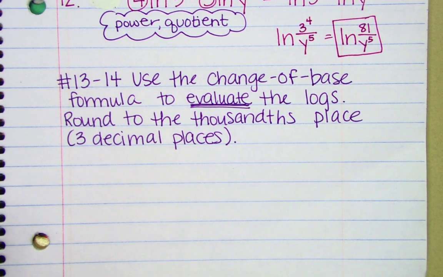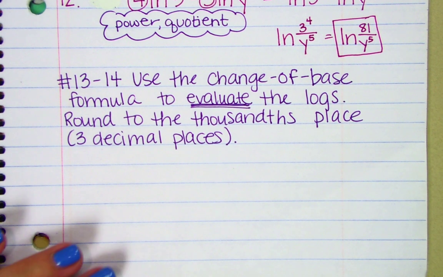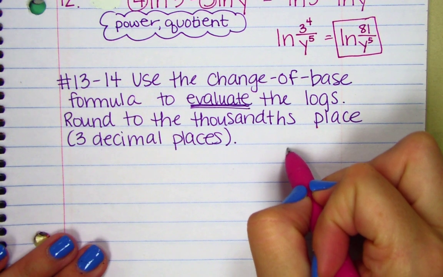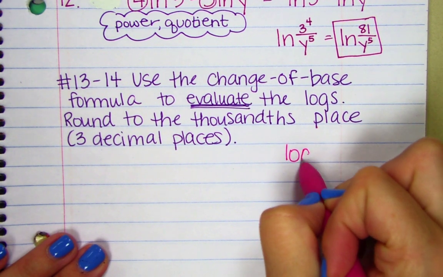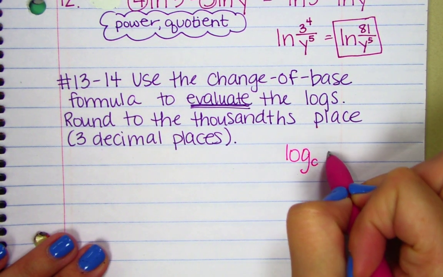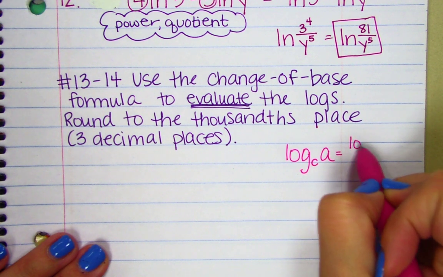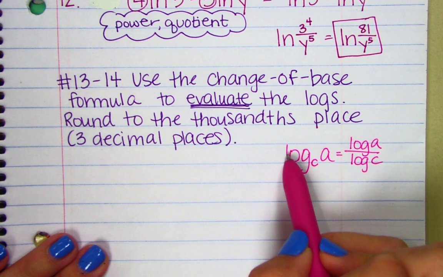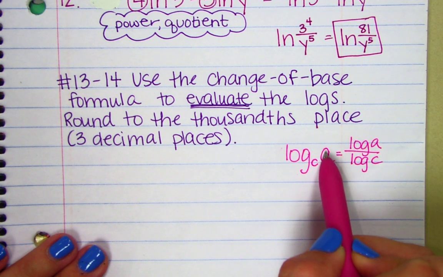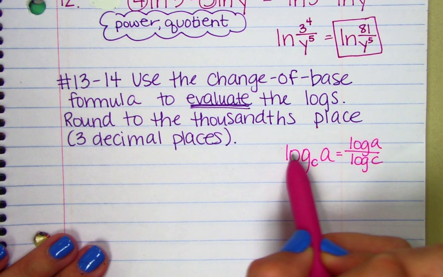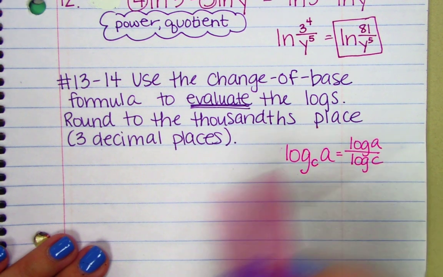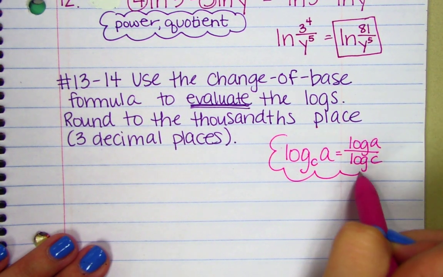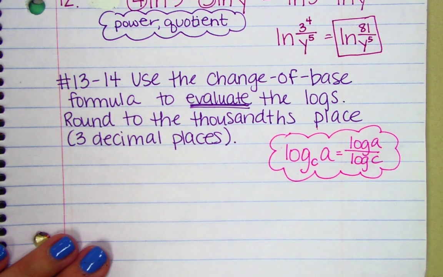The change of base formula is this, okay? Log base C of A, and you just do log A divided by log C. Okay, so if you have log of a number with a base of another number, just do log of A, the big number, divided by the log of C. Okay, that's the change of base formula. It's on the front page, but I'm going to rewrite it here so I can look at it.